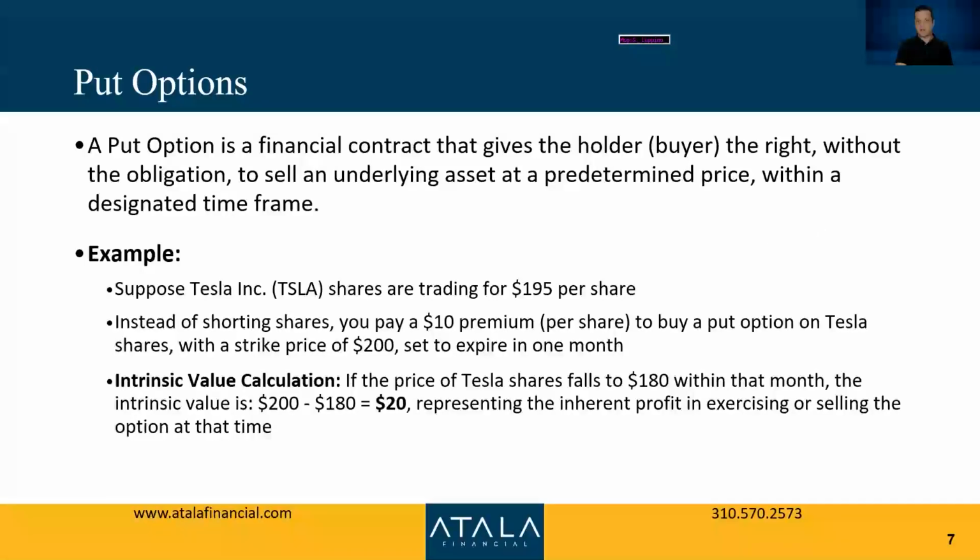The intrinsic value calculation for this put option will show that if the price of Tesla shares falls to $180 within that month, the intrinsic value is $200 minus $180 or $20 per share, representing the inherent profit in exercising or selling the option at that time.